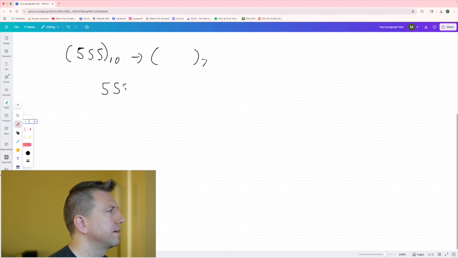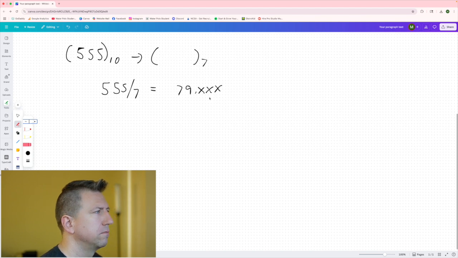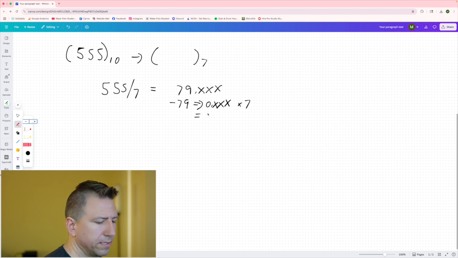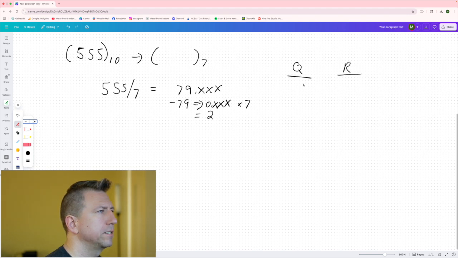555 divided by 7 gives us an integer quotient, 79, and then some decimals. We're going to take that decimal part and turn it into an integer by multiplying it by the base again. So we take away 79 to give us just the decimal part, then multiply that by 7, and in this case we get the number 2. If I make a table of my quotients and my remainders, we have 79, remainder 2.